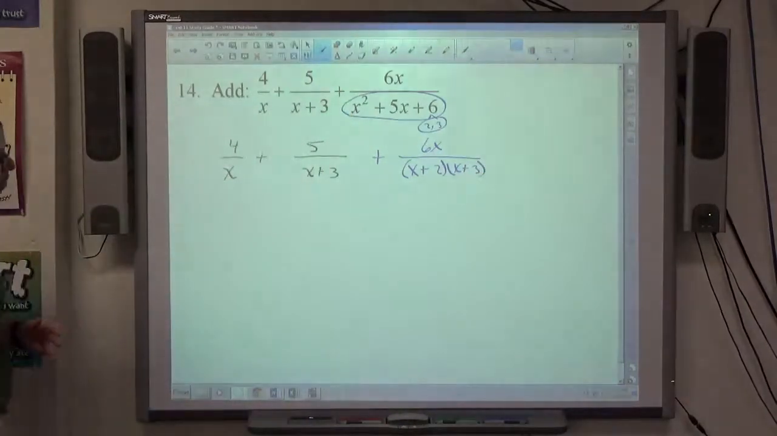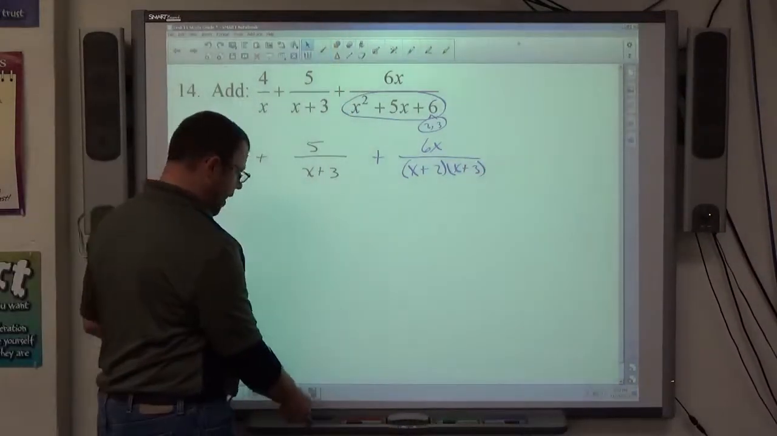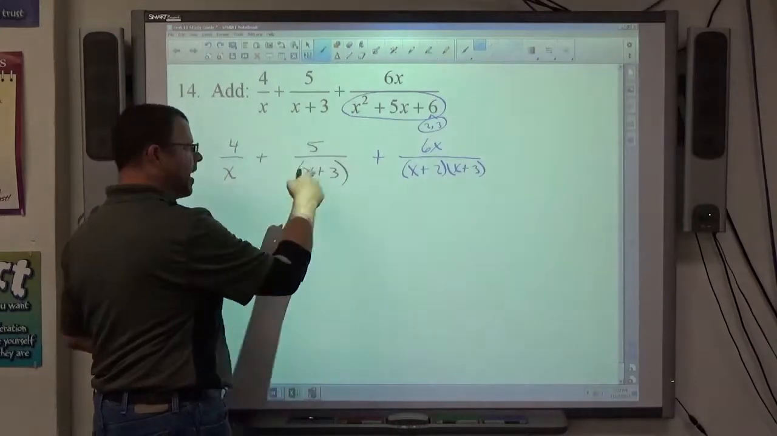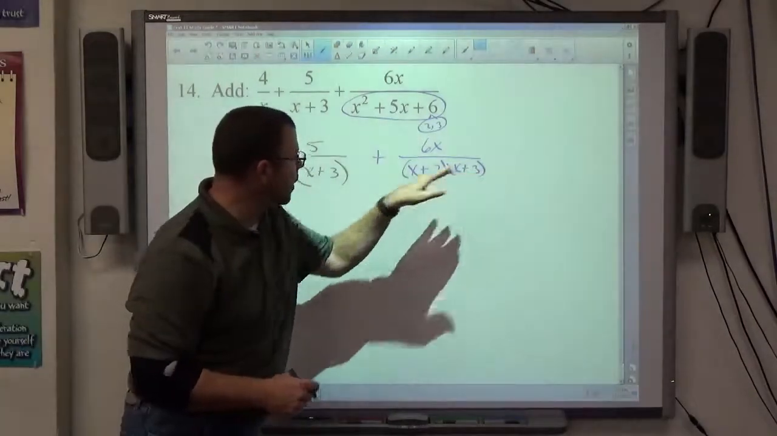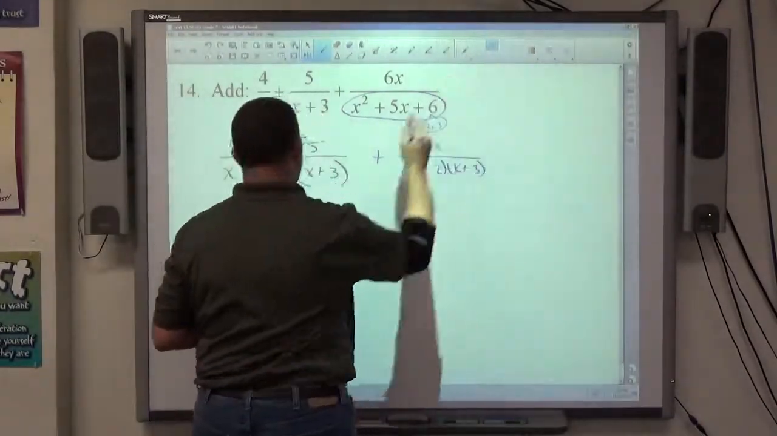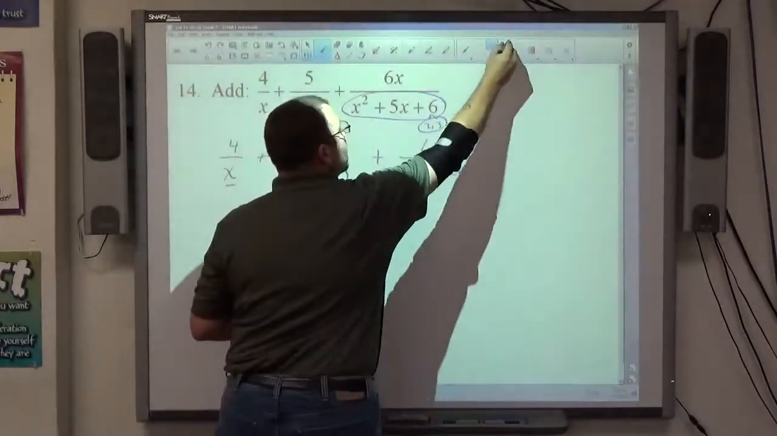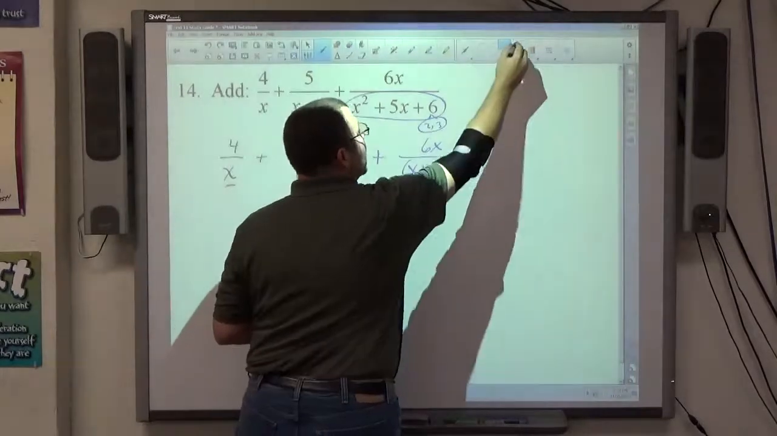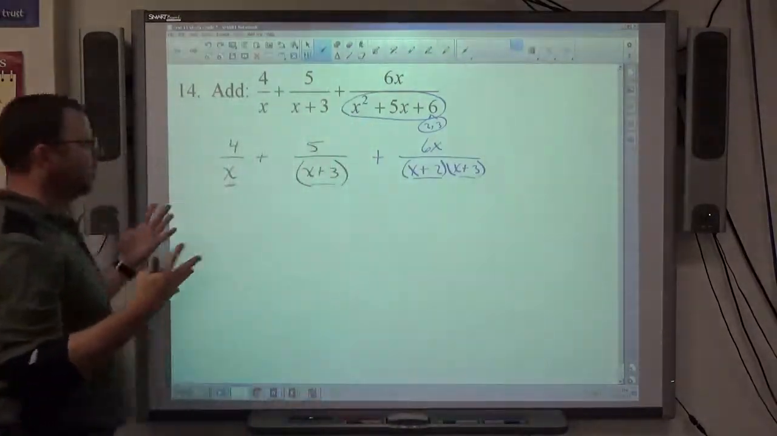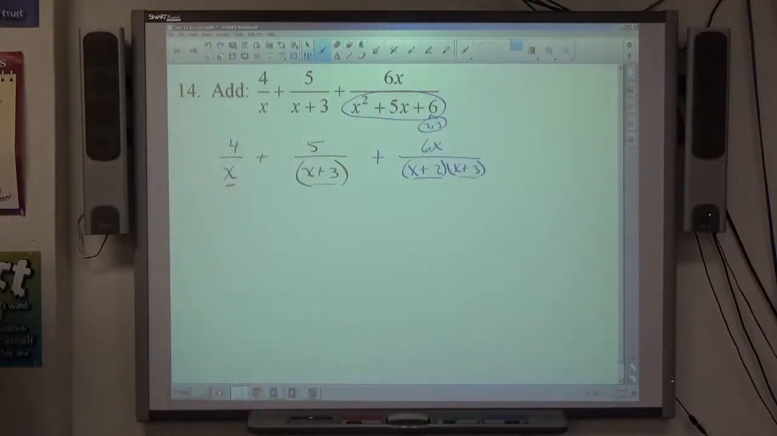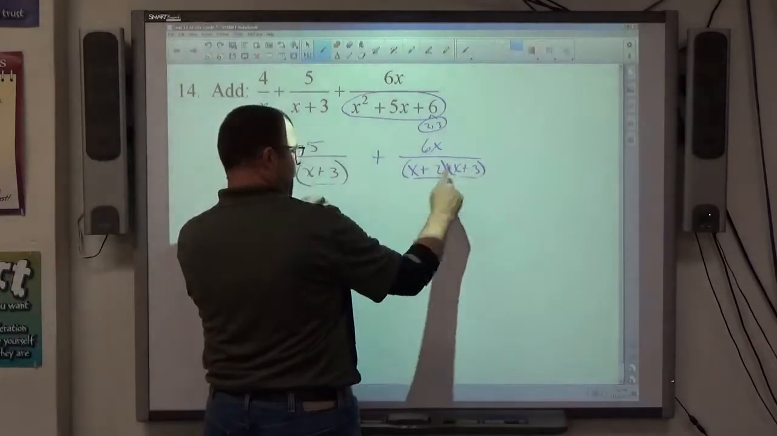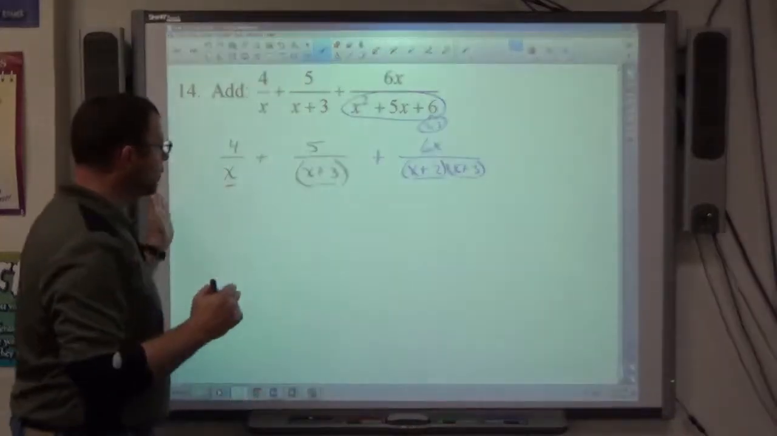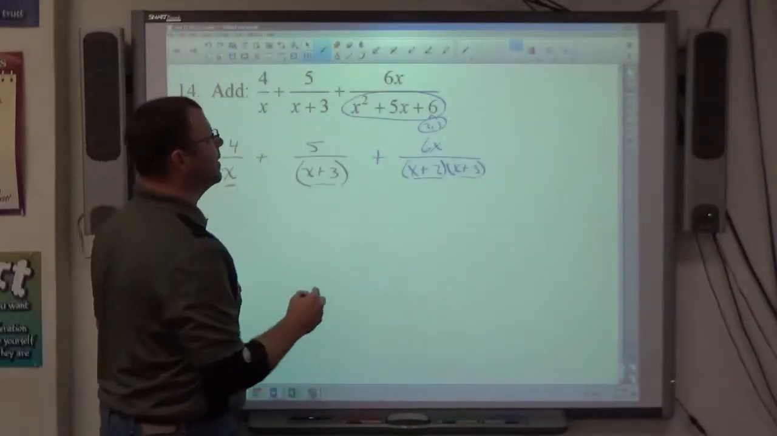Looking at the denominators, the pieces of the denominators that we have are x, x plus 3, and x plus 2. Okay? This is being multiplied by x plus 3, but looking at different things, x is one of the things we have, x plus 3 is another thing we have, and x plus 2 is the final thing we have. So when you're trying to find the least common denominator, you want to see what things are going into it. And then the highest power of each one counts. So first power, first power, first power.